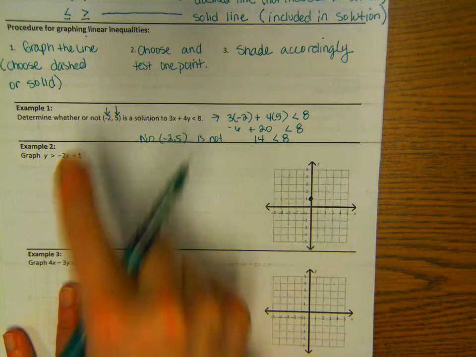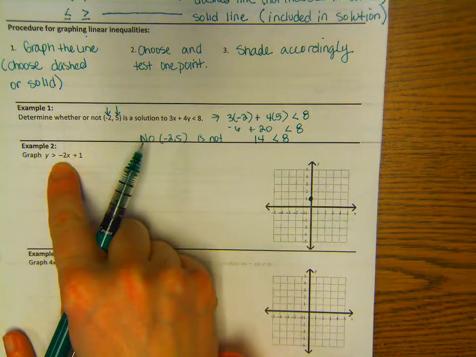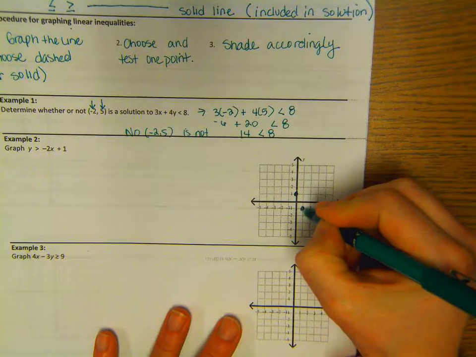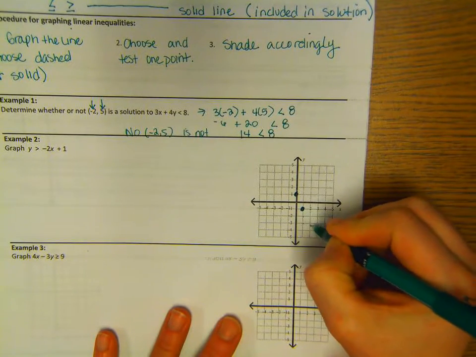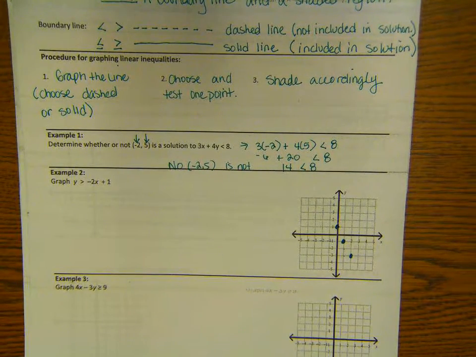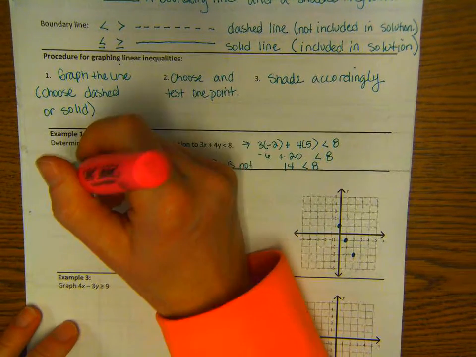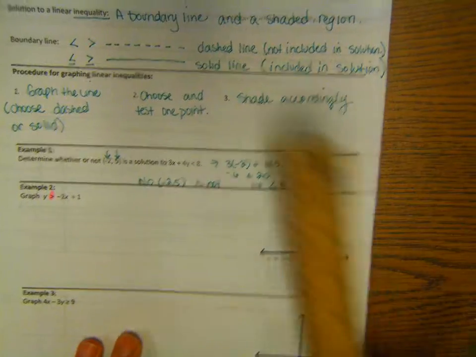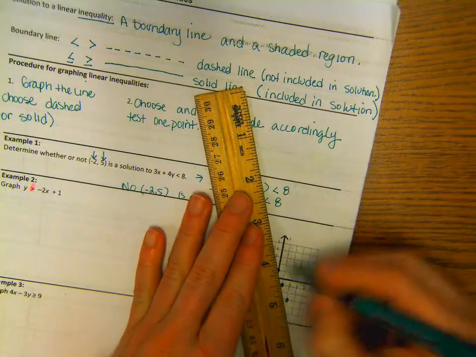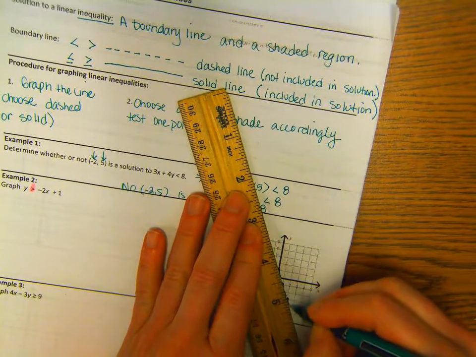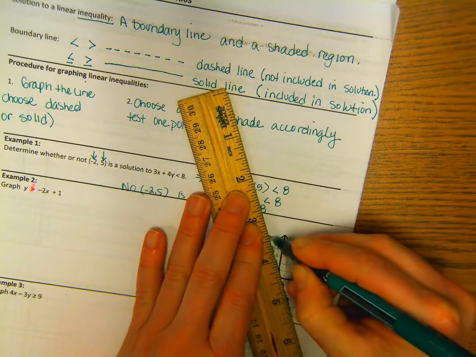This has a slope of negative 2, so I'm going to go down 2 over 1, down 2 over 1. Now, since this is a greater than sign, that means the boundary line is not going to be included. And so what I'm going to do then is connect these points with a dashed line. Okay.